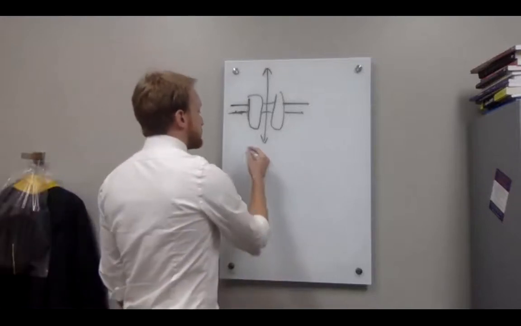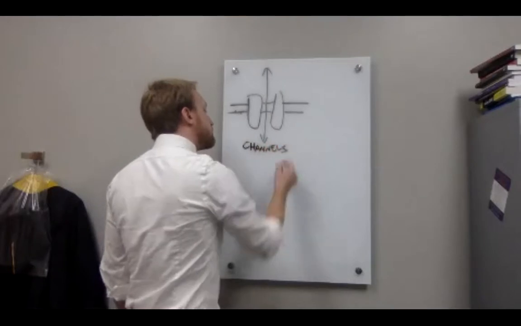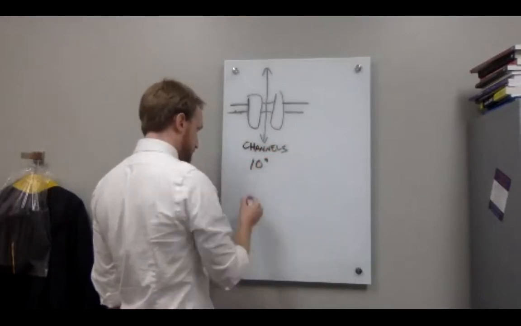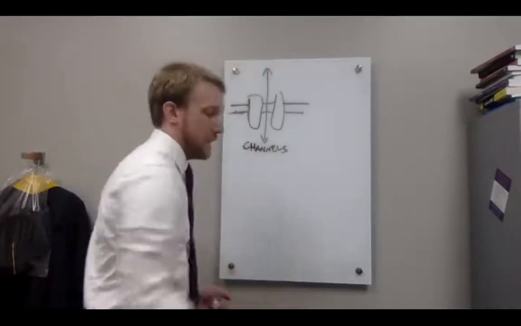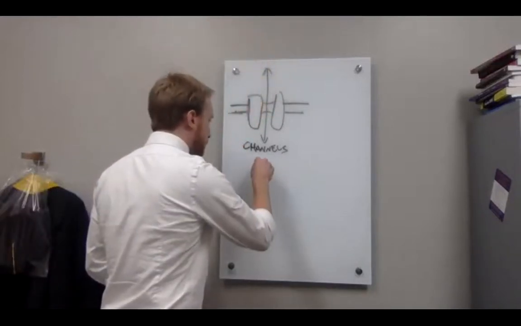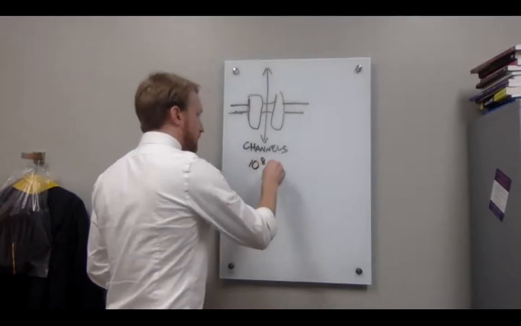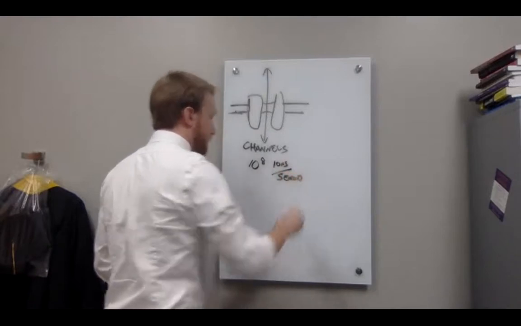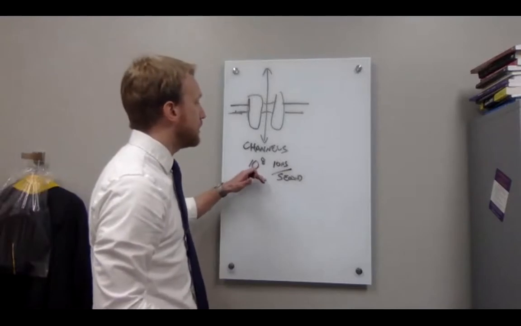So channels are going to be able to move somewhere on the order of 100 million or so ions per second. Right? About 100 million.